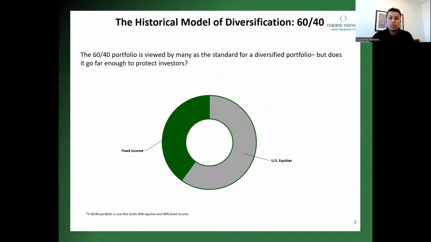So the traditional 60-40 portfolio is one that is constructed of 60% equities, typically US equities, with the remaining 40% allocated to fixed income or bonds. And like I said, this has long been viewed as a prime example of diversification. But in recent months and years, the investment team at Osborne Partners has flagged various concerns, mostly around whether this portfolio construction really goes far enough to protect investors in different economic environments.